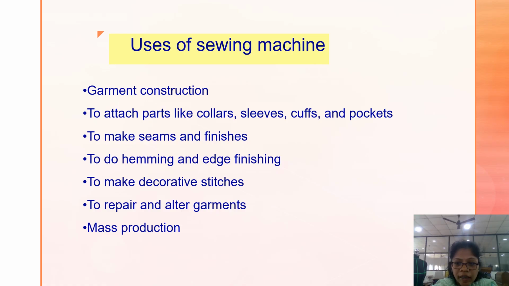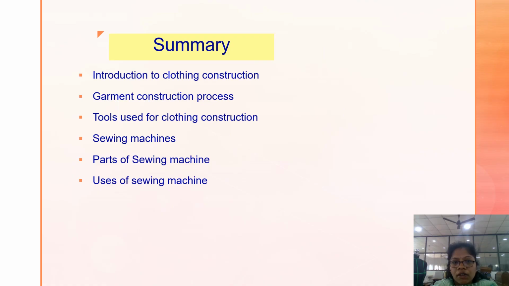If we want to repair or alter our garments at home, we also require the sewing machine. Along with that, the mass production ready to wear garment industry uses more machinery, specialized machinery. So with this we are going to complete our class. As a summary, here is what we have learned in this class.